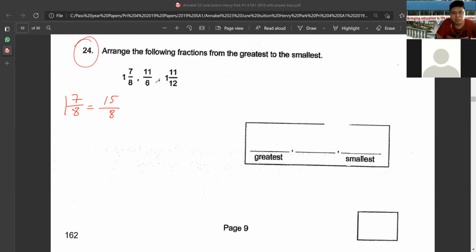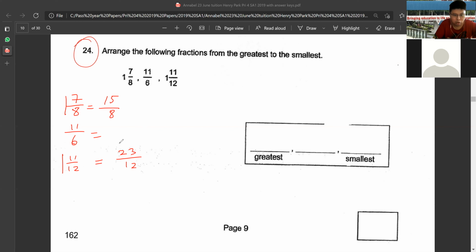Okay, then this fellow here, I leave it as it is, right? It is my improper fraction right now. Yes. Then this one, 23 over 12. Wait, let me write out in this form. So this one will be 23 over 12. Okay, now you tell me, can I compare these three at the moment?